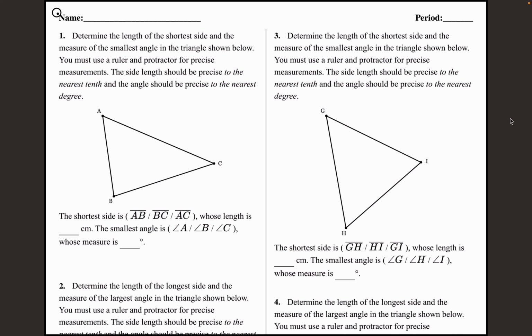We're just determining those sides. I know we used protractors like a month ago, maybe a little bit more than a month ago. Make sure you're doing them in centimeters. Round to the nearest tenth. That's what it says.